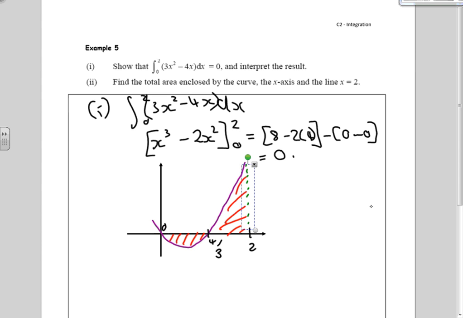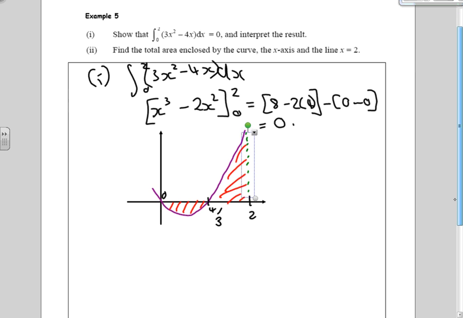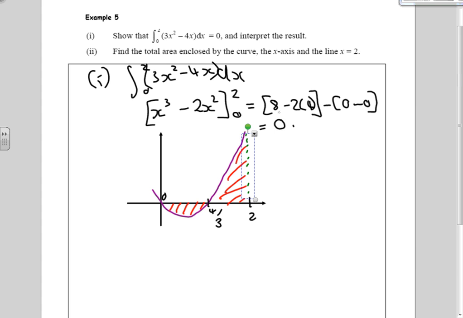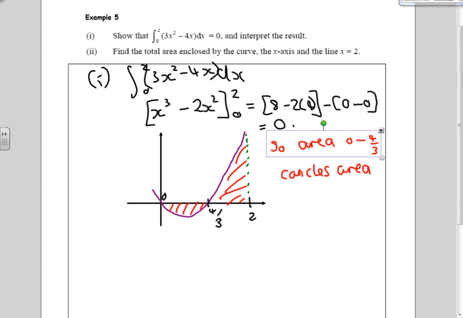So we actually have to do the integral between 0 and 4 over 3, and the integral between 4 over 3 and 2. So area between 0 and 4 over 3 cancels area between 4 over 3 and 2.